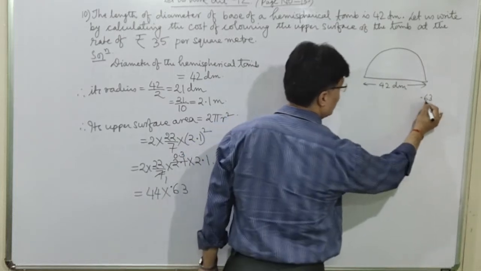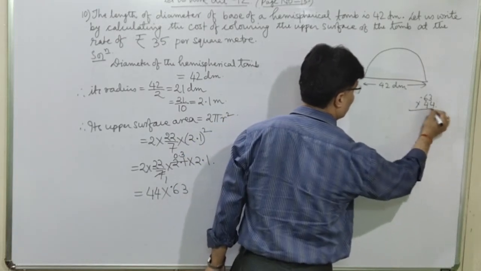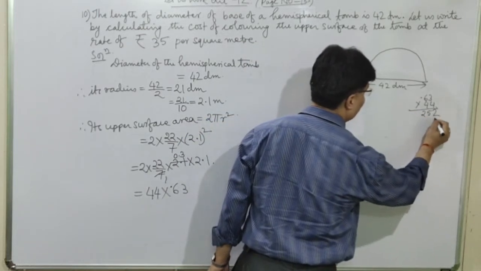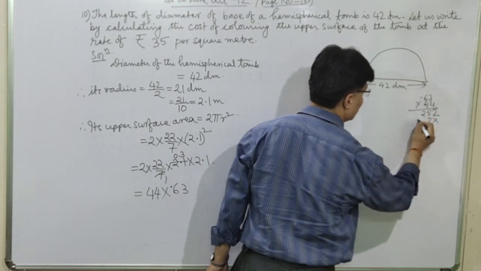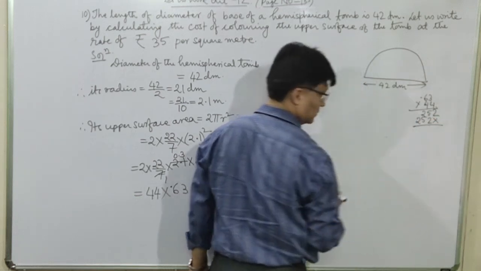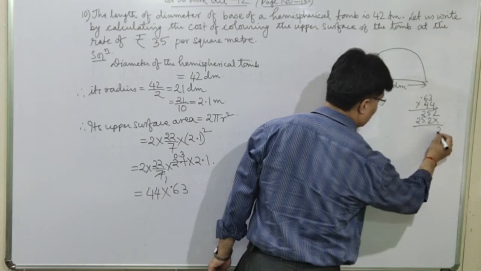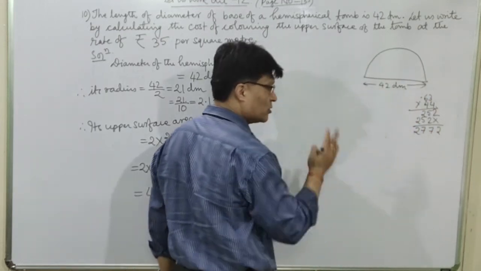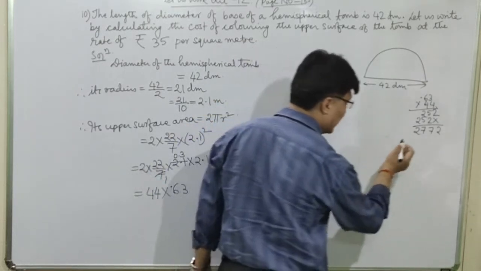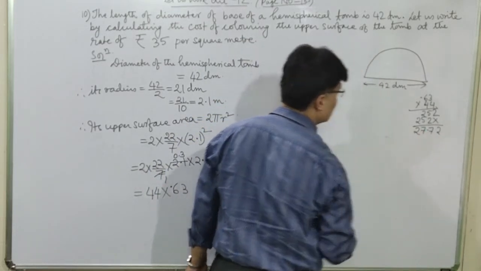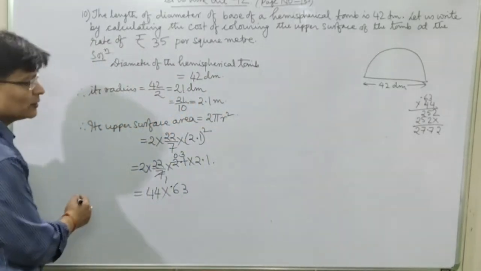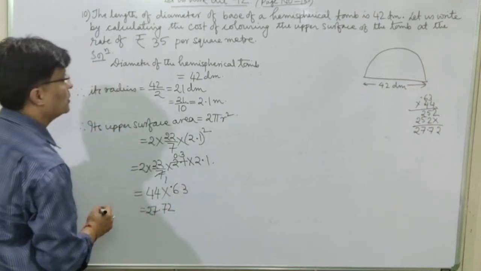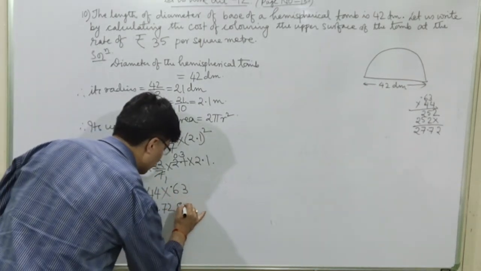So let us multiply them now. 0.63 should be multiplied by 44. So 4 3s are 12, 2, 1; 6 4s are 24, plus 1 is 25. Again 4 3s are 12, 2, 1; 6 4s are 24, plus 1 is 25. So it is 2772. After decimal point there are two figures, so you have to write down the decimal point before two figures from the end. That is 27.72. This is your square meter.